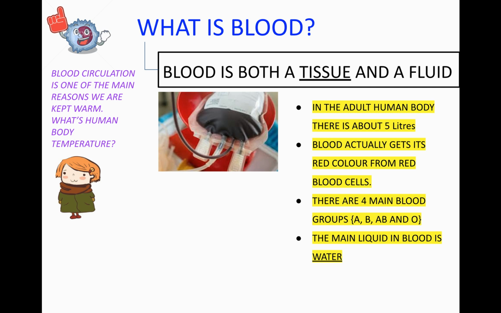For the human body, the blood gets its red color from red blood cells. Inside our body, we have the red blood cell, and the red blood cell is what is actually carrying around the oxygen in our bodies.